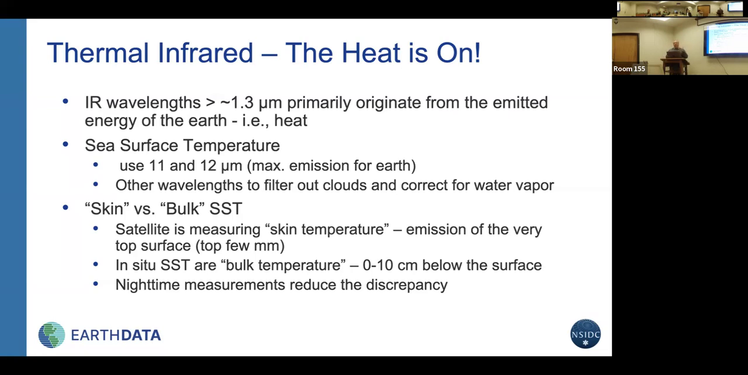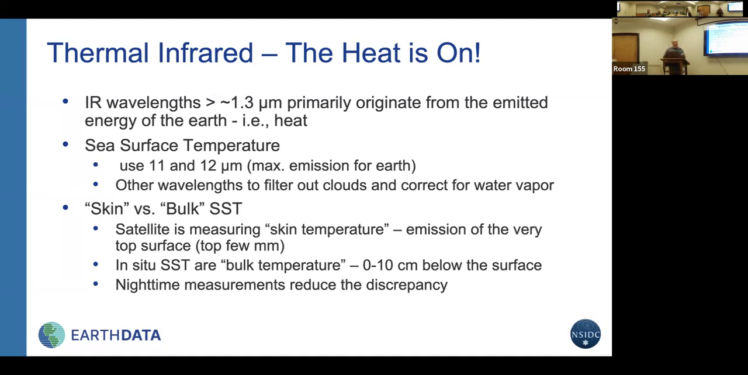There are other channels used for filtering out things, but the primary ones are the 11 and 12 micrometers. So you can detect sea surface temperature. And sea surface temperature is of great interest. It's important for weather. El Nino is detected through sea surface temperature, as is the overall heat content of the ocean and warming trends in the ocean, which is 70% of the Earth's surface. So temperature is very important.